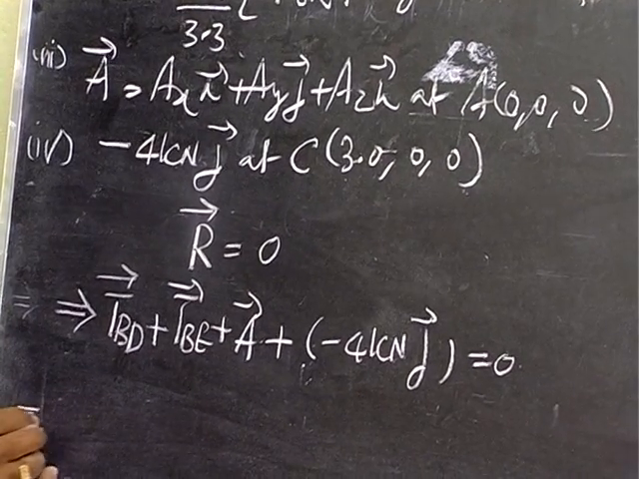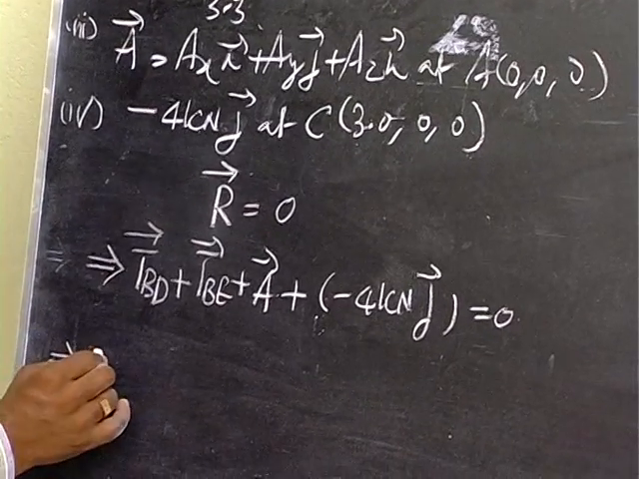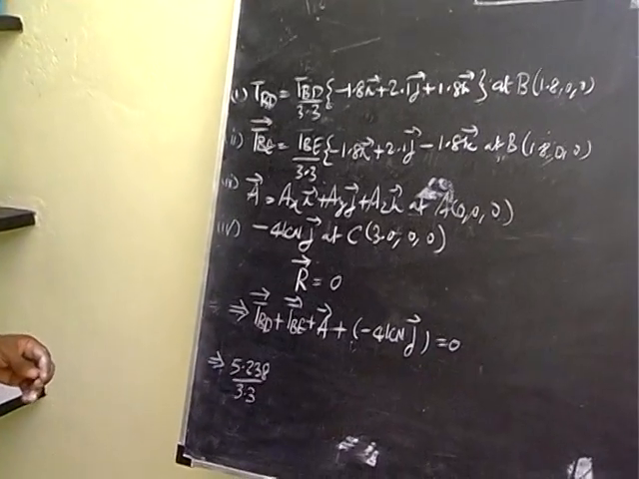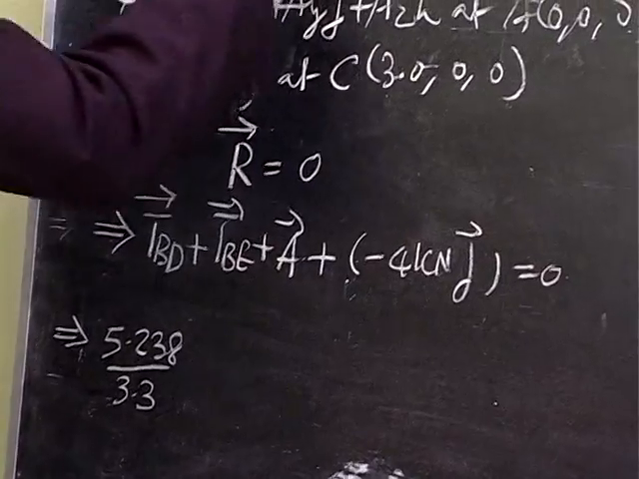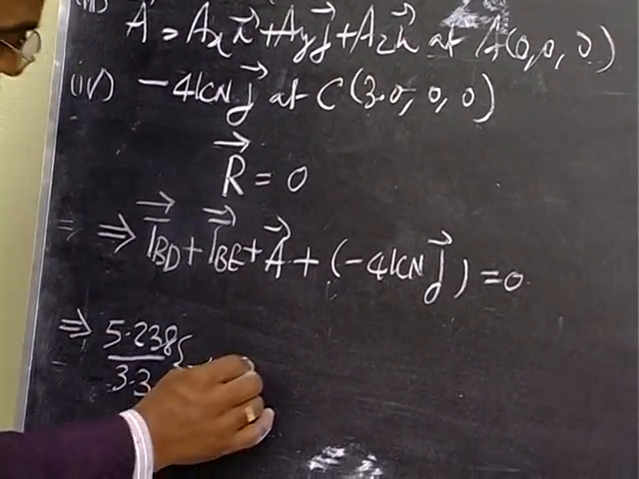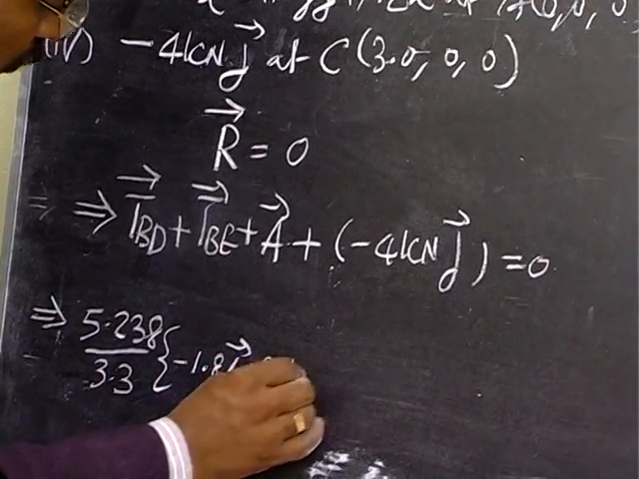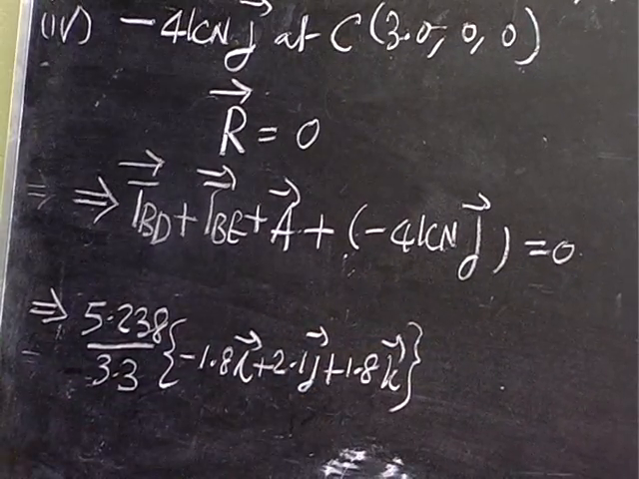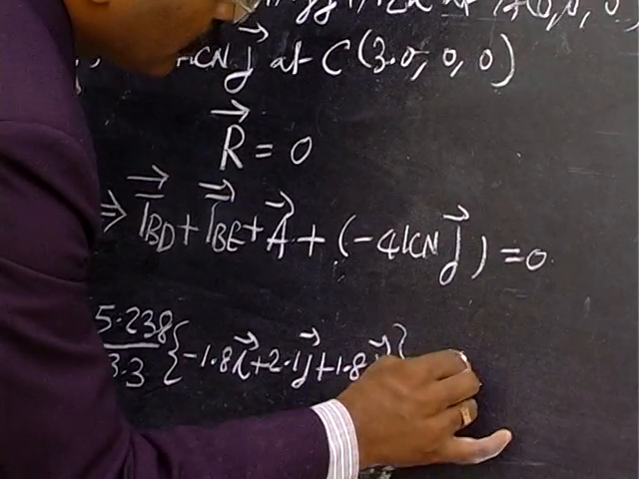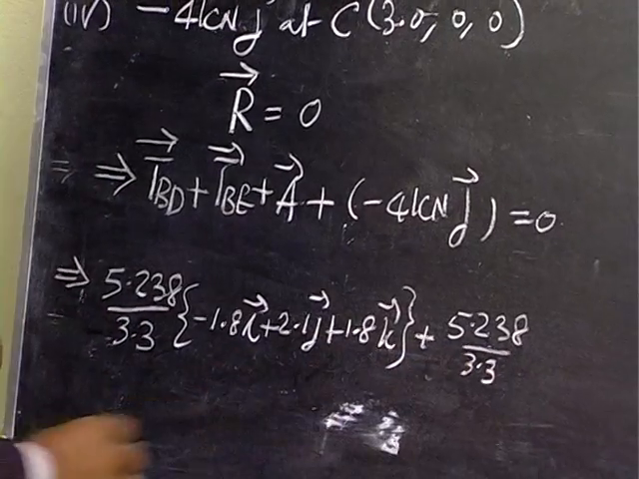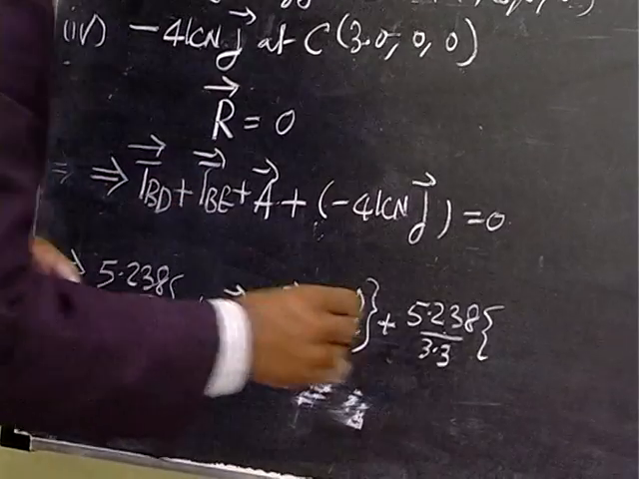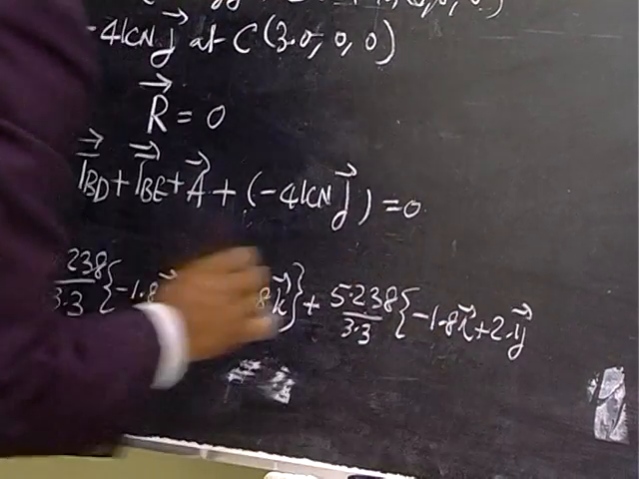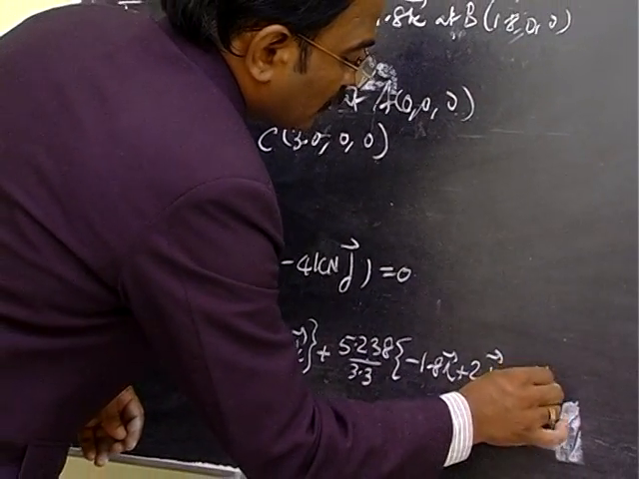So now when we summarize this, TBD can be replaced as 5.238 divided by 3.3, because this TBD value is found out as 5.238 kilonewton, and the respective unit vector is minus 1.8 I plus 2.1 J plus 1.8 K. That's the first term. Then the second term for TBE, once again, that is 5.238 only divided by 3.3. Then the unit vector is minus 1.8 I plus 2.1 J plus 1.8 K.